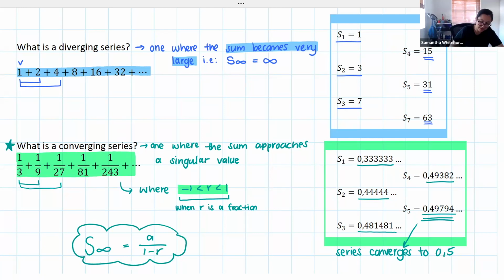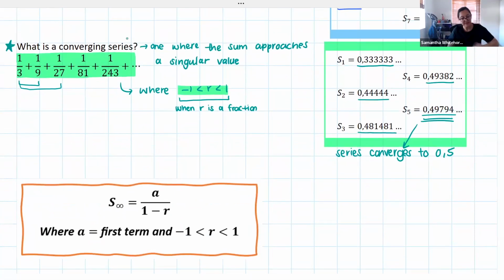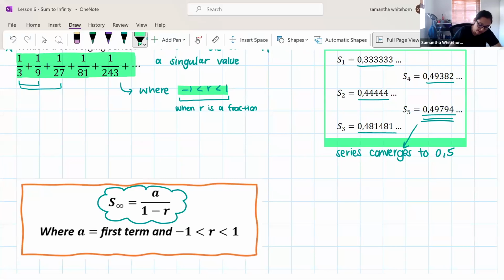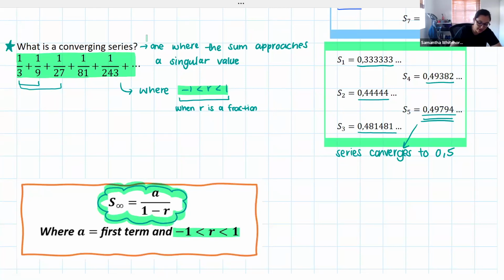Don't know why I'm writing it down, because it is actually right there. So that was an irrelevant thing that I just did. That is our sum formula. The sum to infinity of a converging series is equal to a over 1 minus r. And really, really, really importantly, this only happens when r is between -1 and 1. If r is not in that range, it is not a converging series. All right, so there'll be questions where we say, is this a converging series?